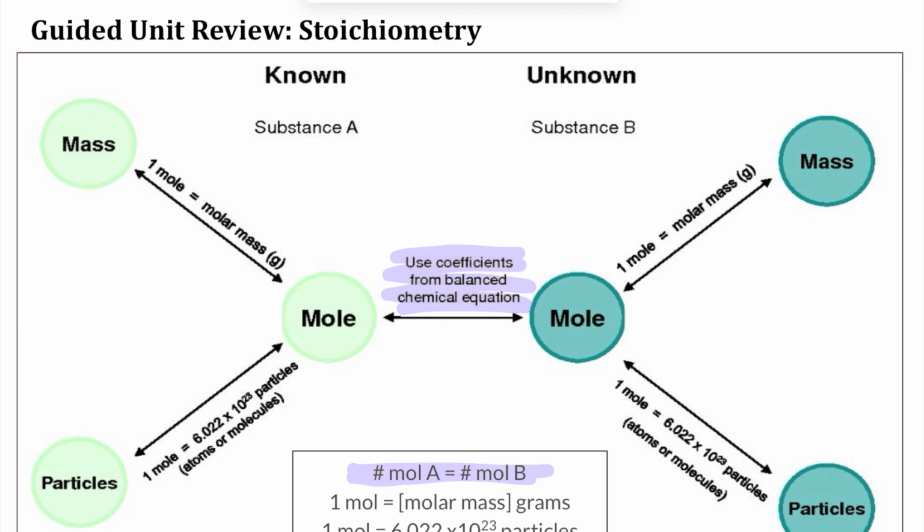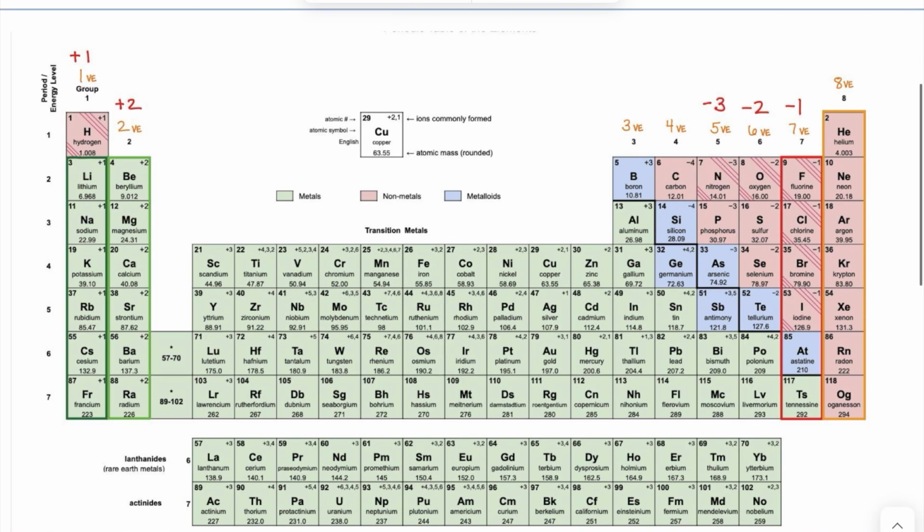We also are going to use that 1 mole is going to equal molar mass in grams. We see that when we're doing a mass to mole conversion. We don't often use, and we're not going to use, that mole to particle conversion, even though that is a part of our diagram here. You are going to also get a periodic table when you're doing this on the test, so have a periodic table handy if you need to find molar masses.